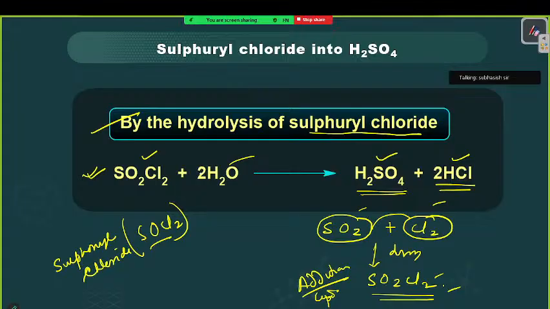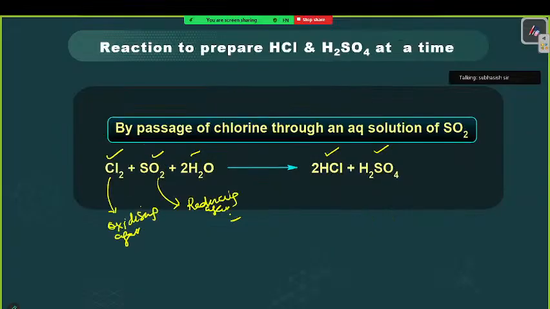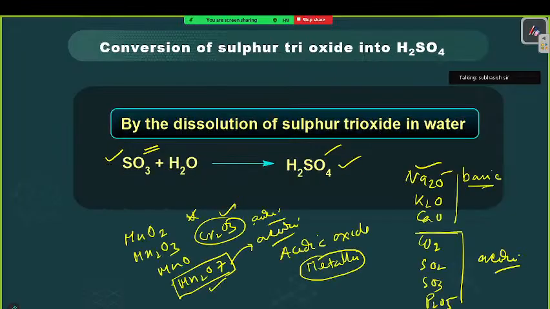So here we discuss some important methods for the preparation of sulfuric acid. Though those methods are not applied in industry, these are the laboratory methods. In the laboratory you can use these methods for the preparation of sulfuric acid.